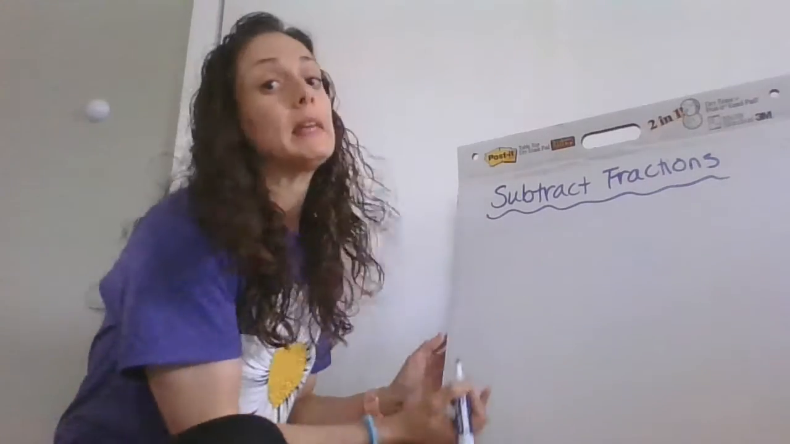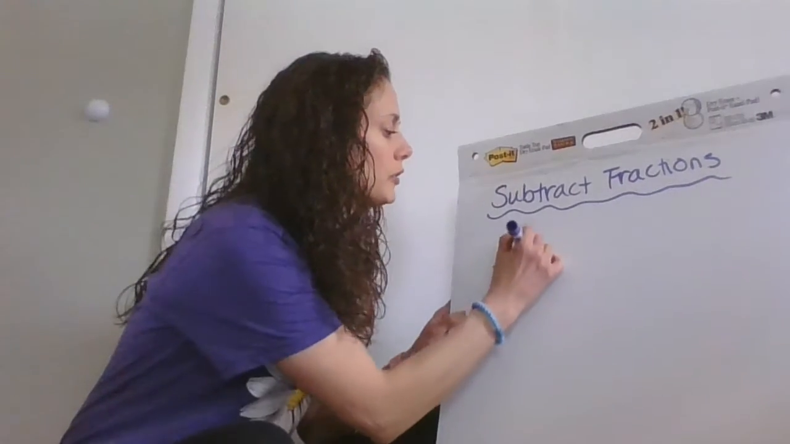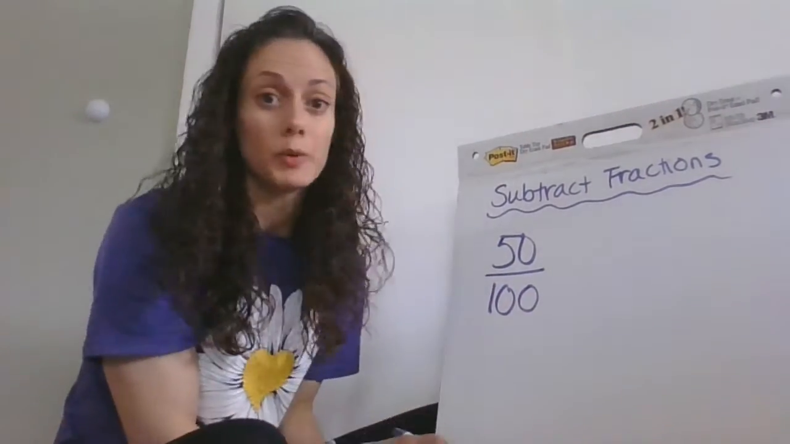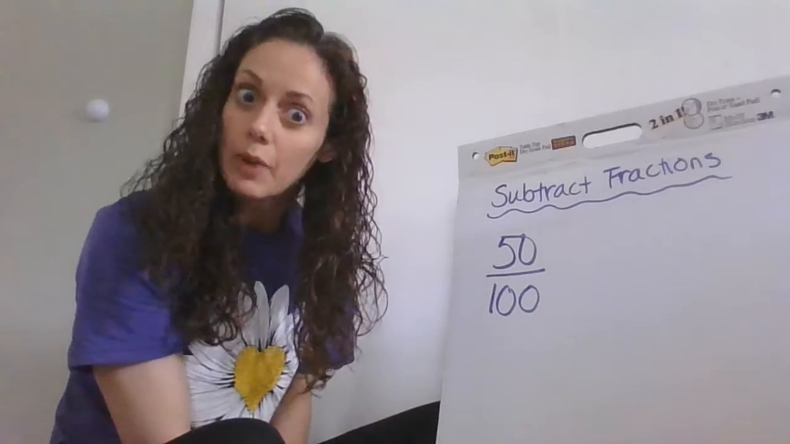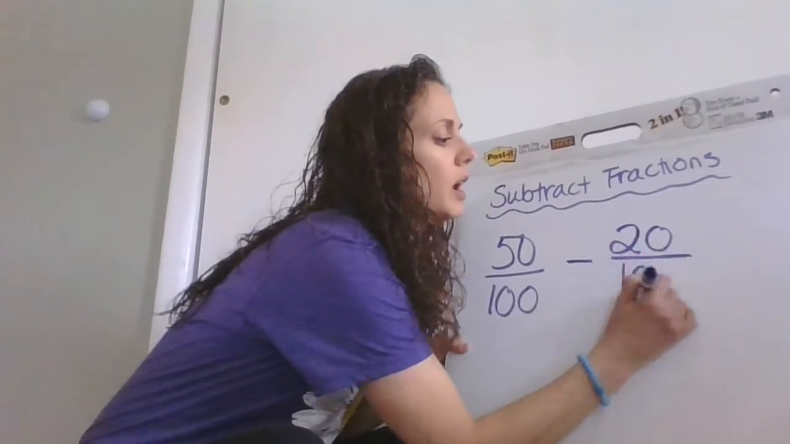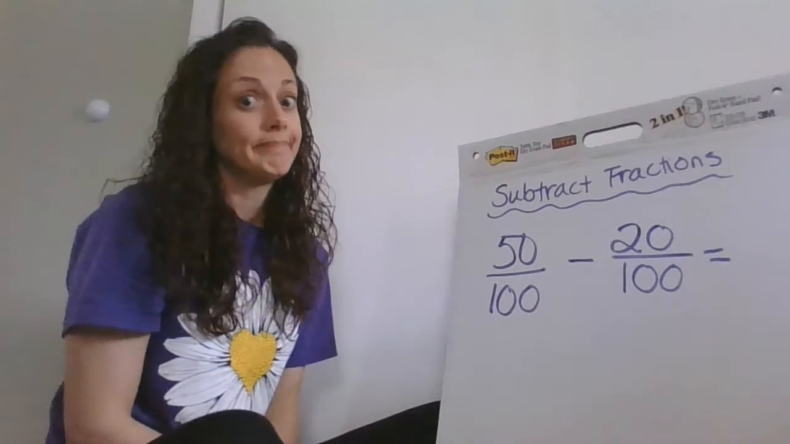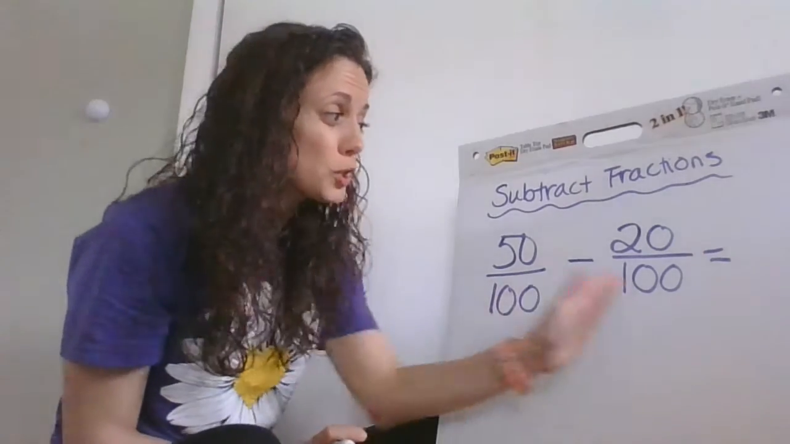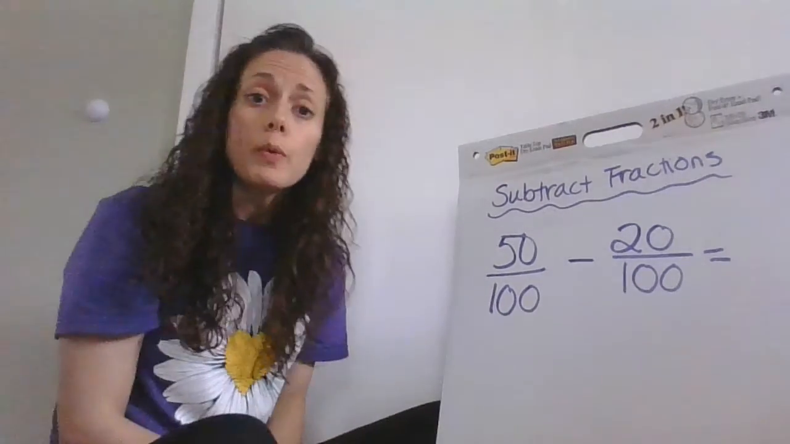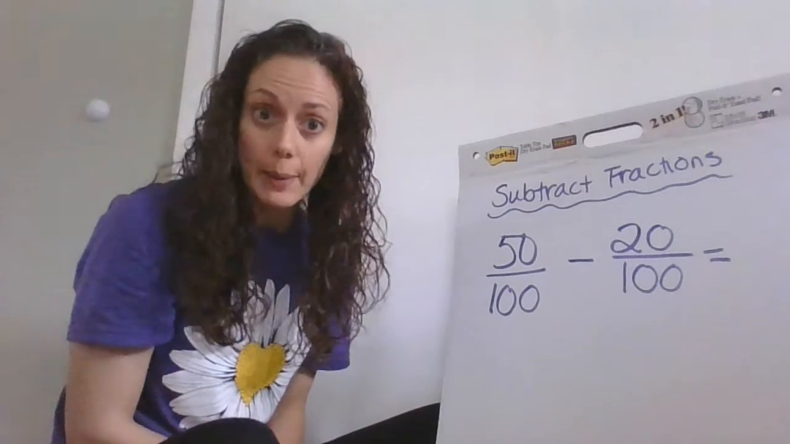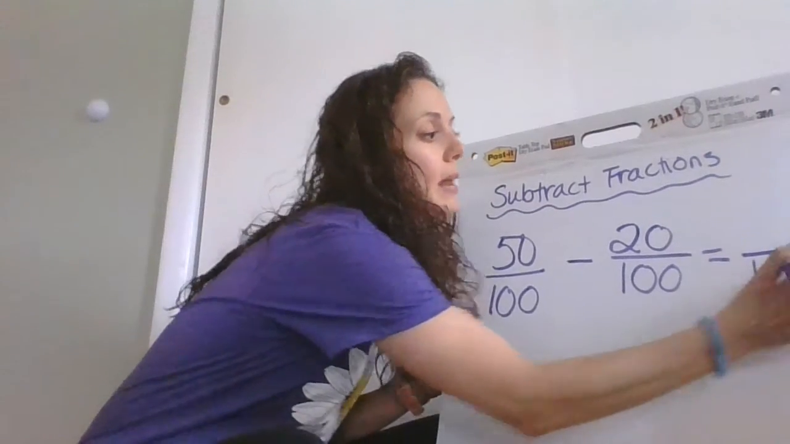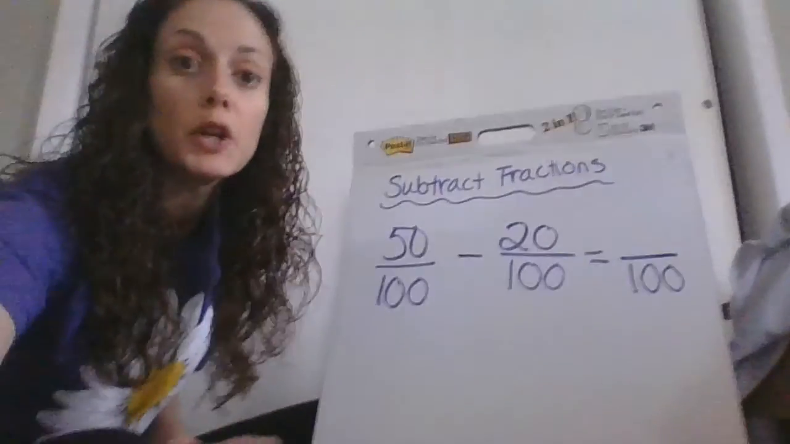For example, you may see something like this. 50 hundredths. Because believe it or not, things can be cut into 100 equal pieces and you can have 50 of them represented. Minus 20 hundredths equals. We can easily let the large denominators fool us, or we can remember that the denominator always stays the same. So it doesn't really matter how big the denominator is, how many equal parts there are, the denominator will still be the same. So right away, the denominator is 100.